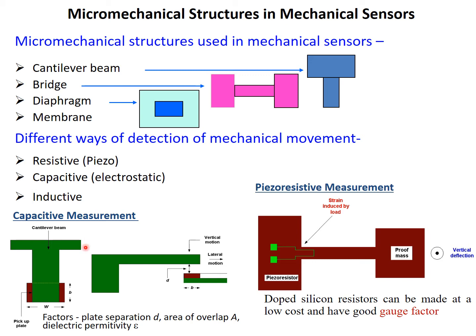In the next case, we can see the capacitive measurement technique, where this is again one cantilever structure, and here we have the substrate or bottom layer. Whenever some force or pressure is applied on the cantilever, the beam will deflect and there will be a gap change between the beam and the fixed substrate. This gap change can be calibrated in terms of the capacitance value, because the capacitance is a function of the separation, that is the gap, the area of overlap as well as the dielectric permittivity.